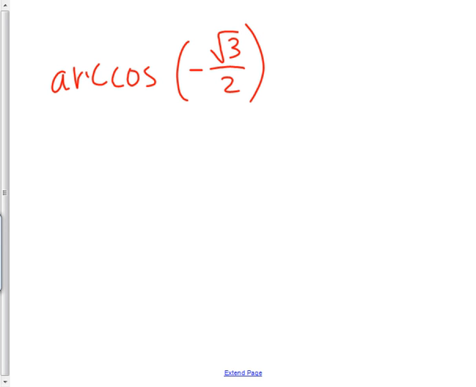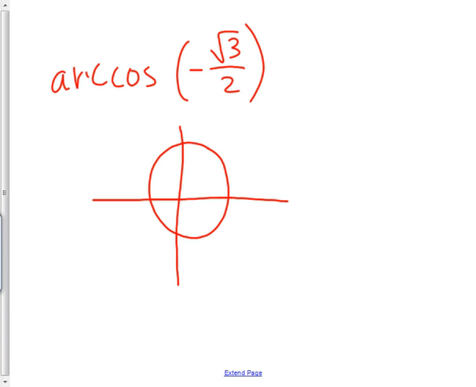Okay, 4. Did I skip 3? Well, then 3. Perfect. So, arc cosine of negative root 3 over 2. We're working with cosine. Draw our unit circle. Where is cosine negative? Is it negative here? So we're not working there. What about here? Can cosine be negative there? No. So it's these two.